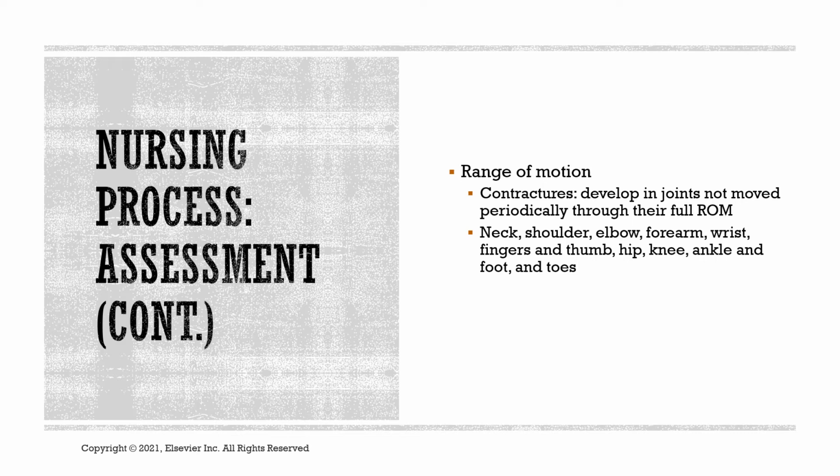Contractures can develop and joints not move, so we want to periodically put her joints through their full range of motion. Her neck, shoulder, elbow, forearm, wrist, fingers, thumb, knee, hip, ankle, foot, and toes are all important. Any joints that are movable, you're going to gently help her with passive range of motion. Now, active range of motion means that's what the patient does.